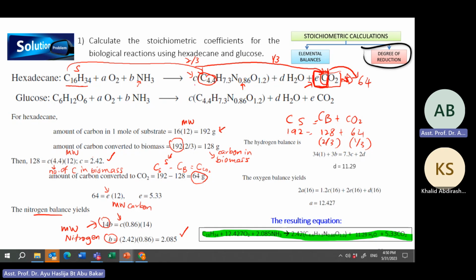Okay, similar concept, similar method to find out the rest of the unknown. D using hydrogen balance. A using oxygen balance. Okay, all of this is to find out the unknowns. Do the balance. Base, okay, it starts from the amount of the carbon from the statement. So once you get all the unknowns, this is the equation that you are looking for. Stoichiometric equation.